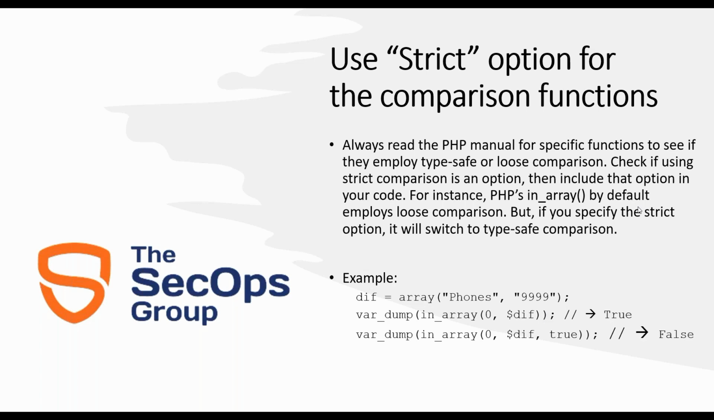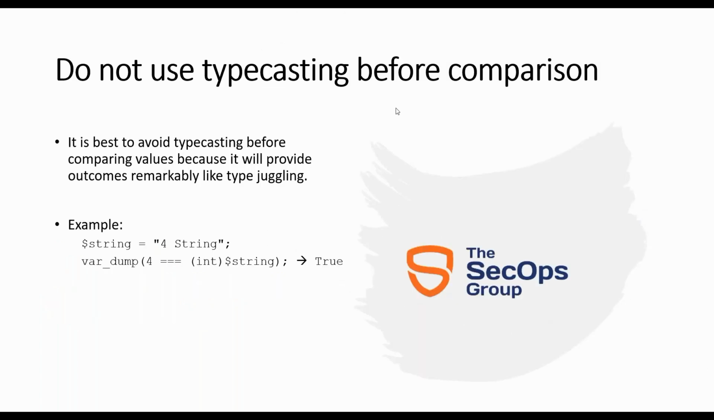Now, coming down to the next recommendation that we can follow, we should not use typecasting for comparison. Now, what is typecasting? Typecasting means that we are forcing the PHP engine to convert a data type that we want. I mean, you can see in the example that there is a variable string and it has a value of 4 string.